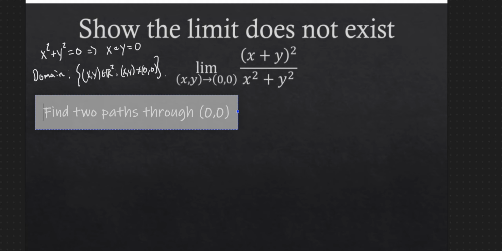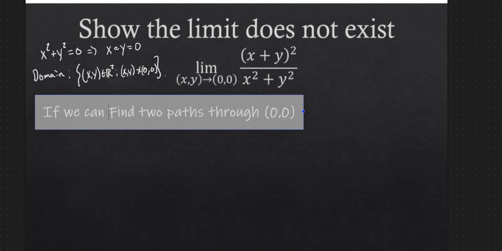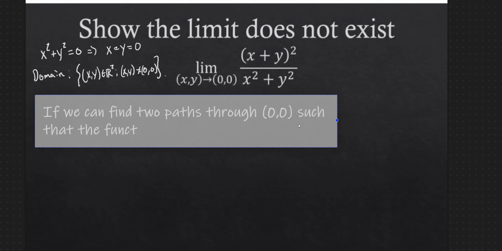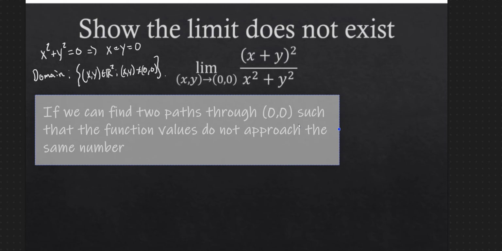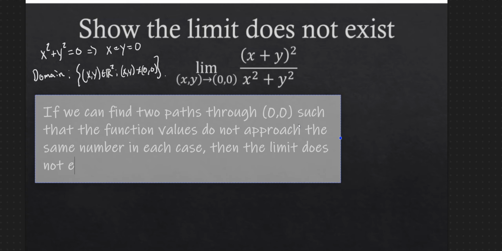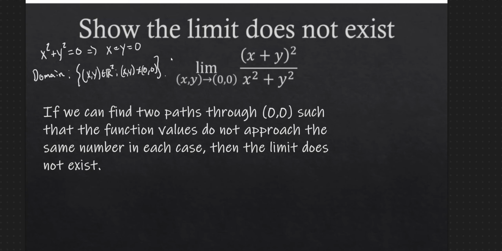Let me say if we can find two separate paths that go through the origin such that the function values do not approach the same number for each of the paths, then the limit does not exist. So that's our goal. We're going to find two paths that go through the origin that give us different values for the limit, and therefore the limit does not exist.